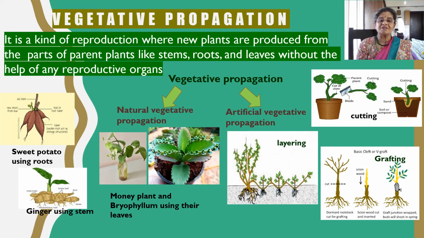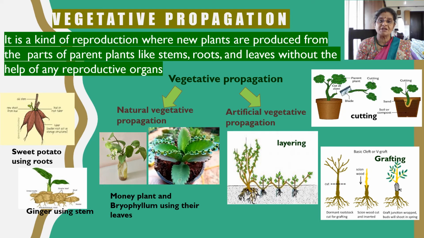Another type of asexual reproduction is vegetative propagation, which is found only in plants. It is a kind of reproduction in which new plants are produced from the parts of the parent plants like stems, leaves, roots, and even buds without the help of any reproductive organ. The two types of vegetative propagation are natural and artificial vegetative propagation.